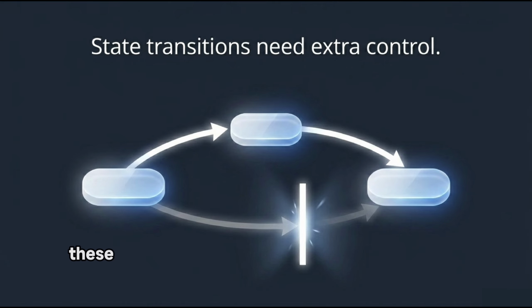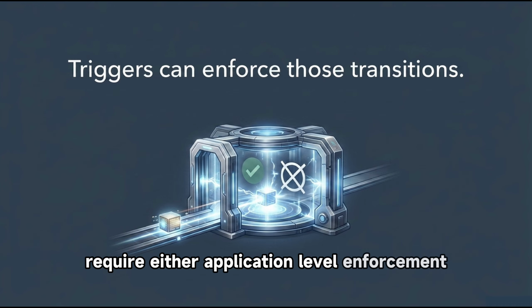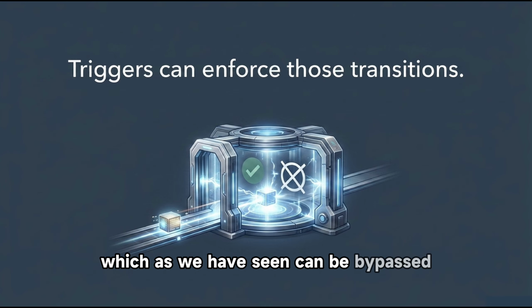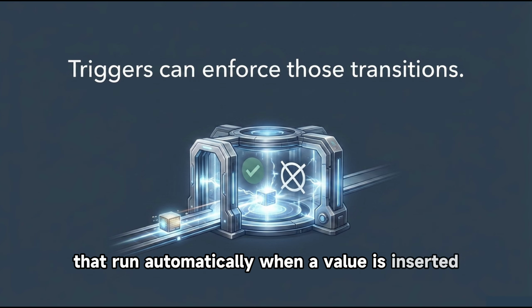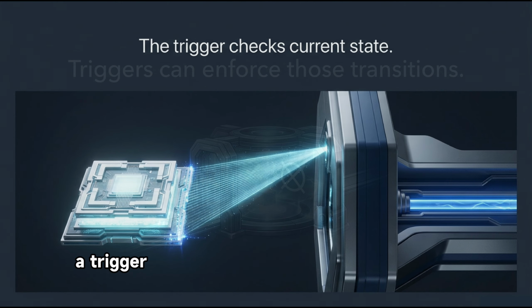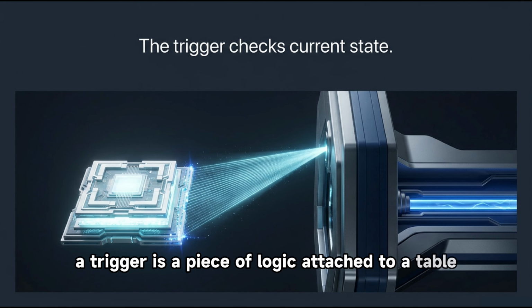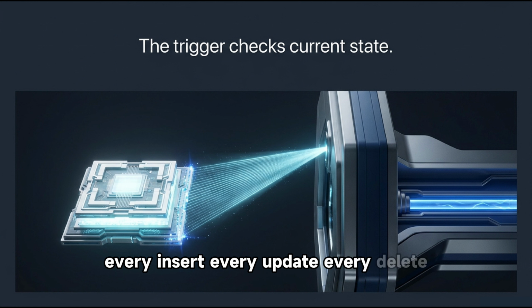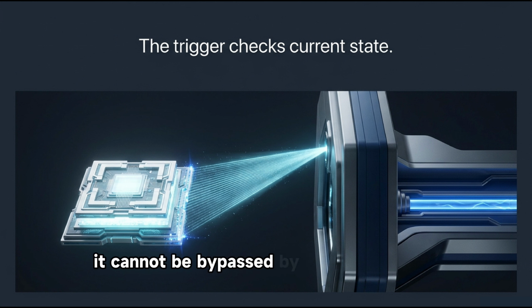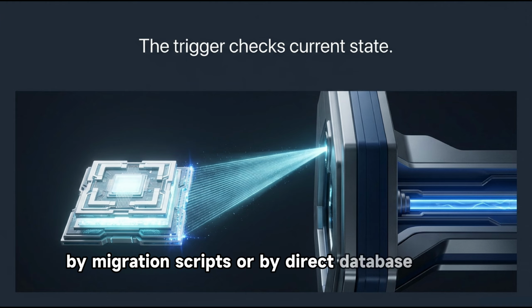They typically require either application-level enforcement, which as we have seen can be bypassed, or database triggers that run automatically when a value is inserted or updated. A trigger is a piece of logic attached to a table. It runs every time a specific operation occurs: every insert, every update, every delete. It cannot be bypassed by application code, by migration scripts, or by direct database writes.